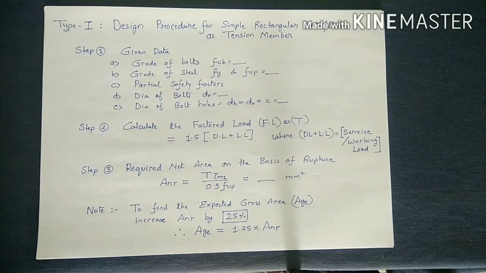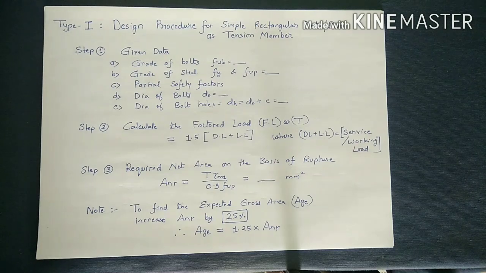Today we are covering the most important topic of this chapter concerning your university exam. That is the designing of tension member. It comprises two cases, type 1 and type 2. Type 1 is designing of rectangular plate as tension member, and type 2 is designing of angle section as tension member. So in this video we will cover the type 1 part and we will try to solve a numerical based on this topic. So let's start.